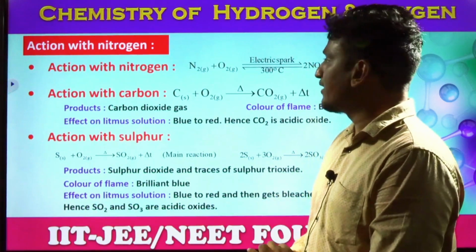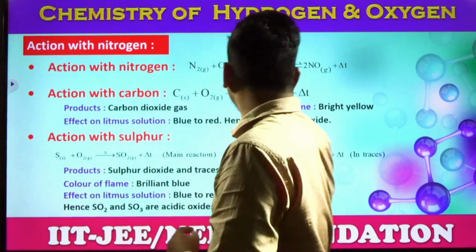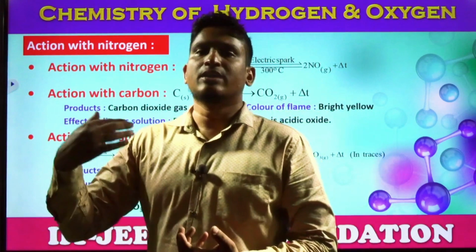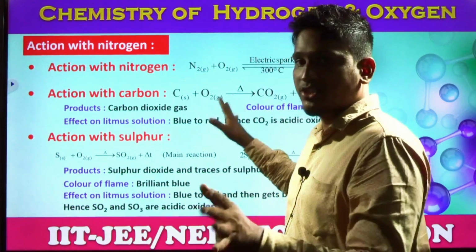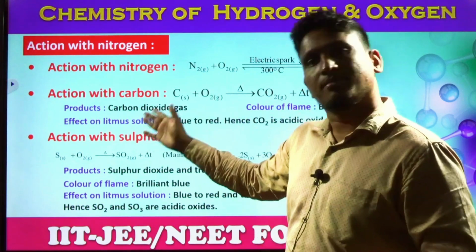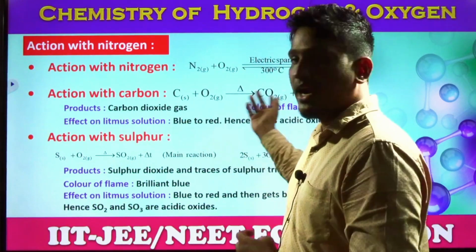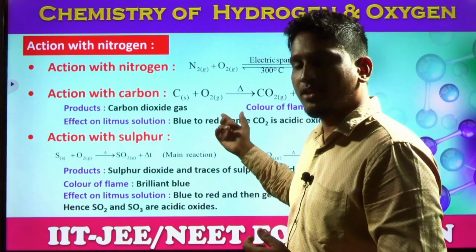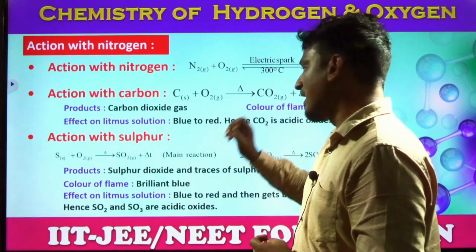Next, reaction with nitrogen. Nitrogen combines with oxygen and produces nitric oxide as well as nitrous oxide and nitrogen dioxide. All these compounds can be produced, and mostly here the general one is nitric oxide, which is NO. And reaction with carbon: C plus O2 gives rise to CO2, with a bright yellowish flame. And CO2, is it acidic or basic or neutral? This is acidic. Why? Because it is a non-metallic oxide, so blue to red color.